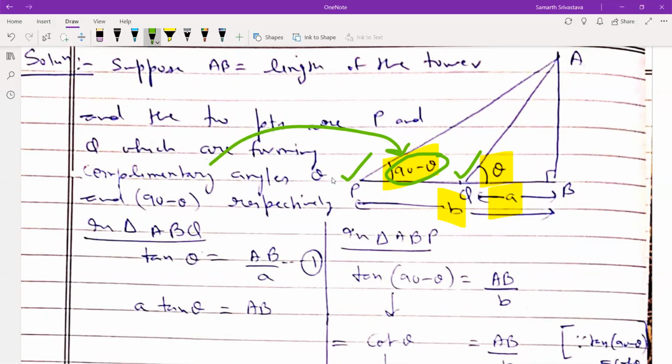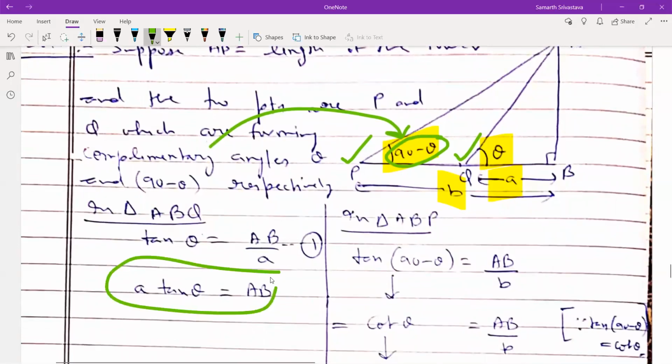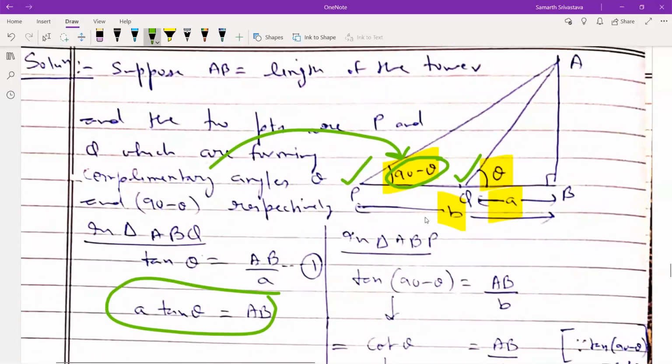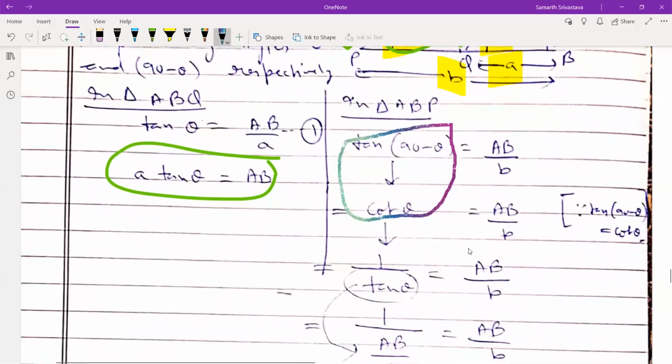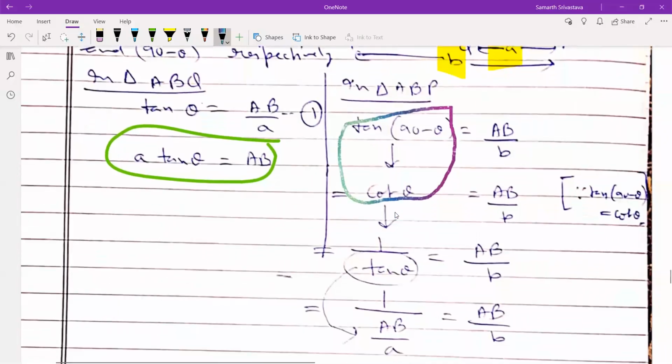Let us take the trigonometrical ratios. In triangle ABQ, tan theta is equal to AB upon small a. So AB is equal to a tan theta. In triangle ABP, tan 90 minus theta is equal to AB upon small b. And tan 90 minus theta is equal to what? Cot theta. I have taught you in the complementary angle relations. So tan 90 minus theta is equal to cot theta, and cot theta is equal to AB upon b. Cot theta is 1 upon tan theta, that is equal to AB upon b.